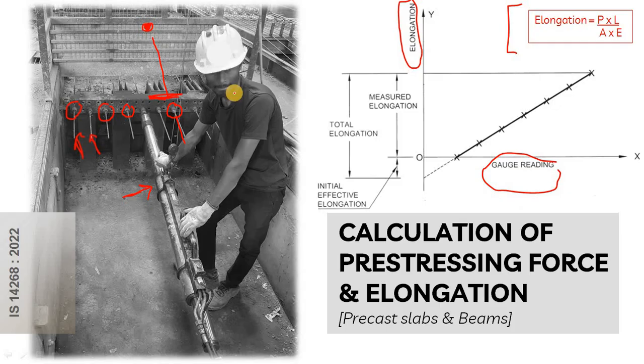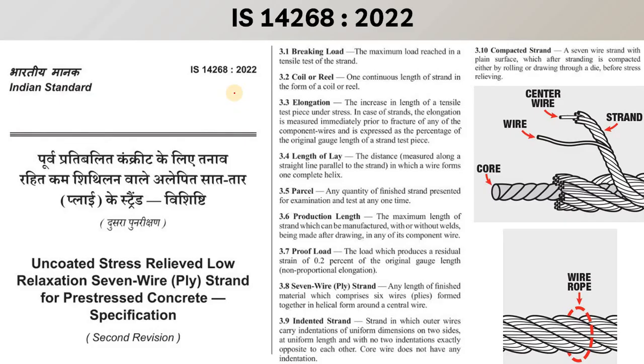Let us move ahead and see the IS code. The IS code which is used for the calculation of the pre-stressing force and its elongation is IS 14268 2022. Here you can see this is the Indian Standard IS 14268 2022, and it is for uncoated stress relieved low relaxation 7 ply, or 7 wire ply strand for pre-stressed concrete, specification, revision 2.